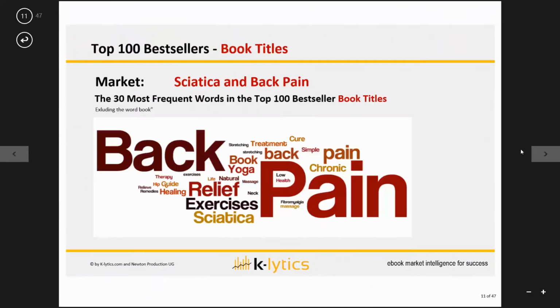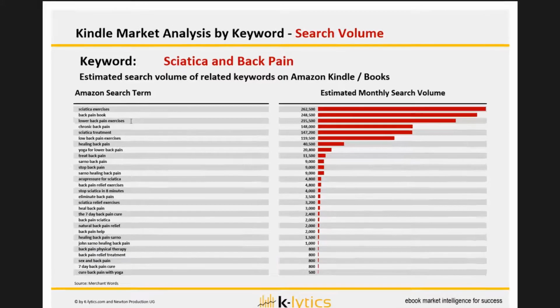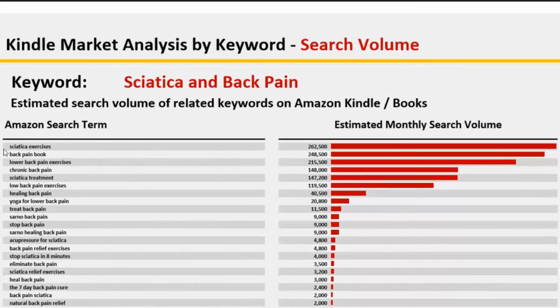Then looking at the keywords, most frequent words in the top 100 titles, obviously no surprise, back pain, the most important one. But it's interesting to see that also if you compare this with independent research on Amazon store keywords, this is here an extract from Merchant Words, which estimates the number of searches that the word gets on a monthly basis. And it is interesting to see that here sciatica, exercises, and back pain are the most frequent keywords.